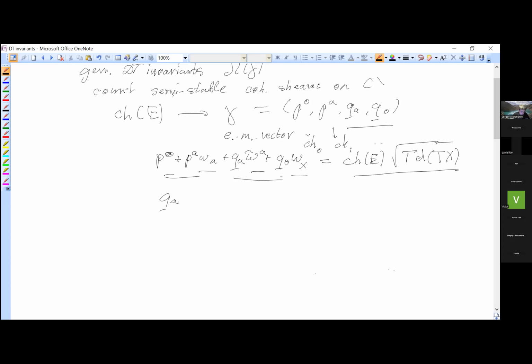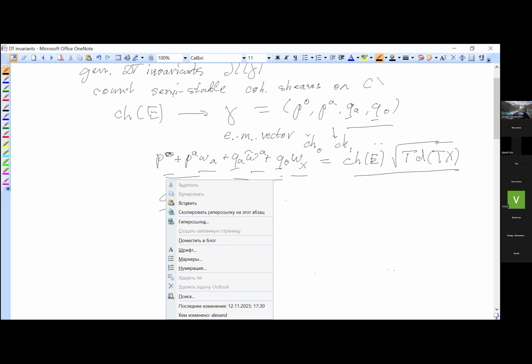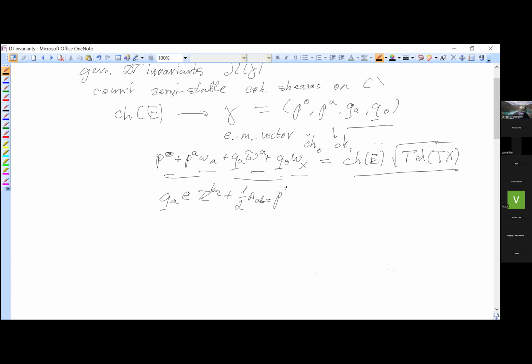Sorry, I don't remember the precise shift, but roughly speaking, QA will be Z to the B2 plus a certain shift, something like one half, which depends on a. So here there is a certain vector, LA, and a certain phi.